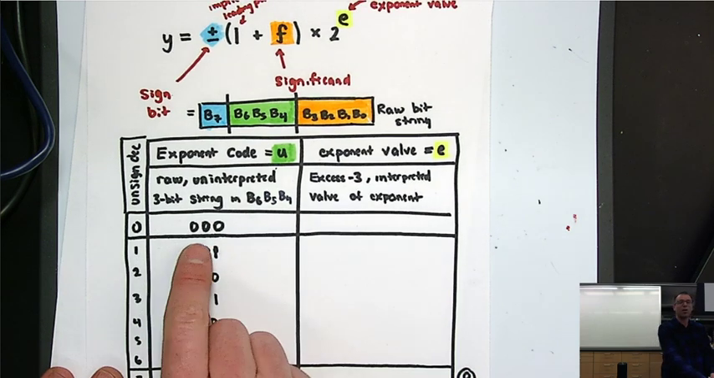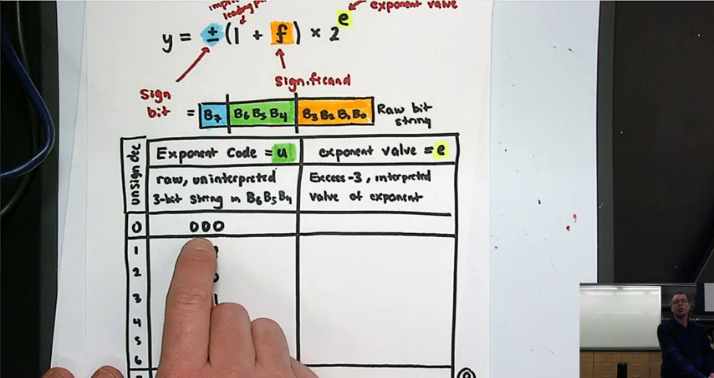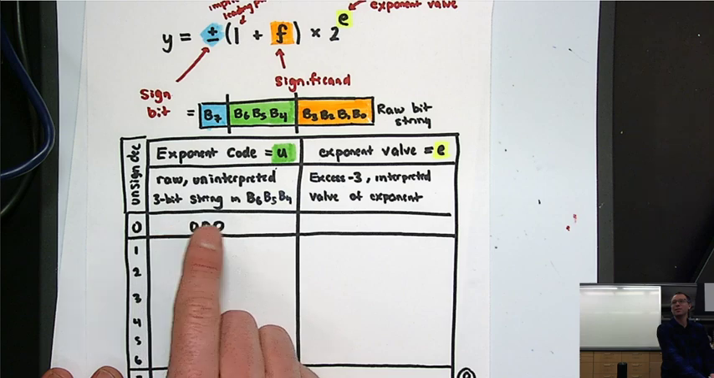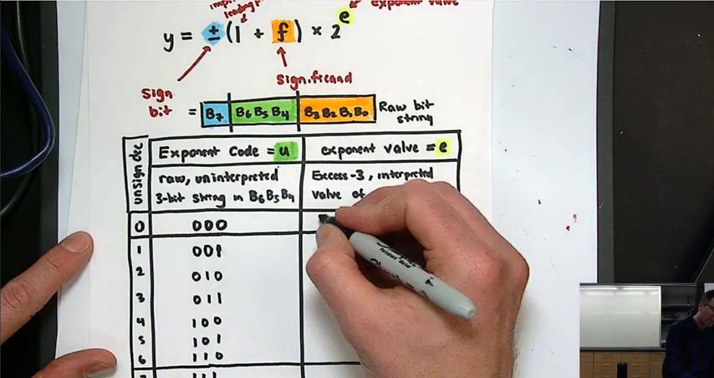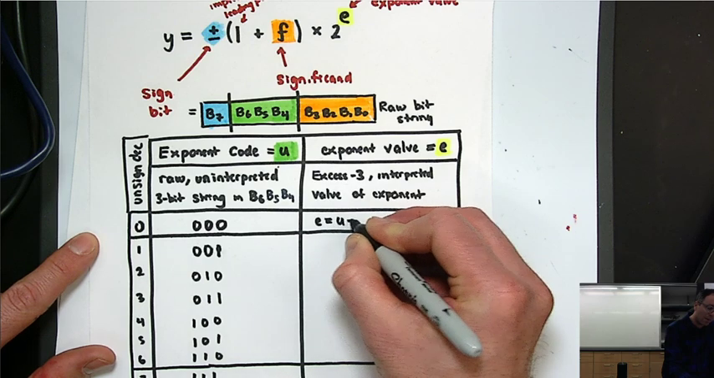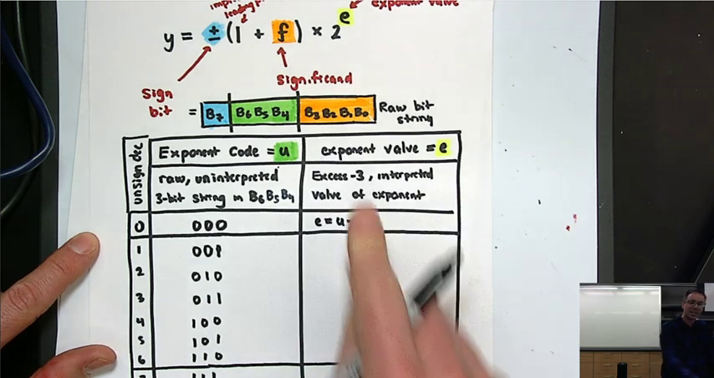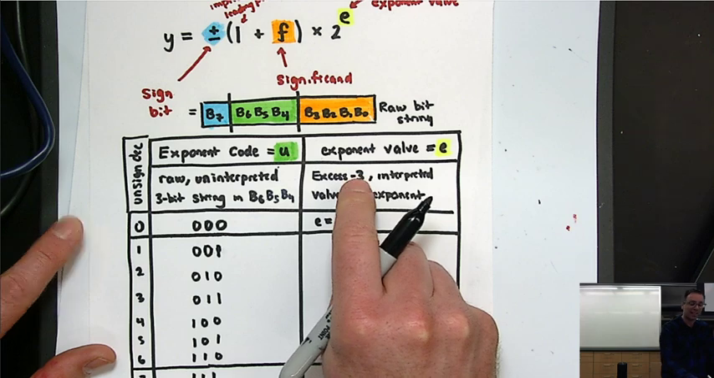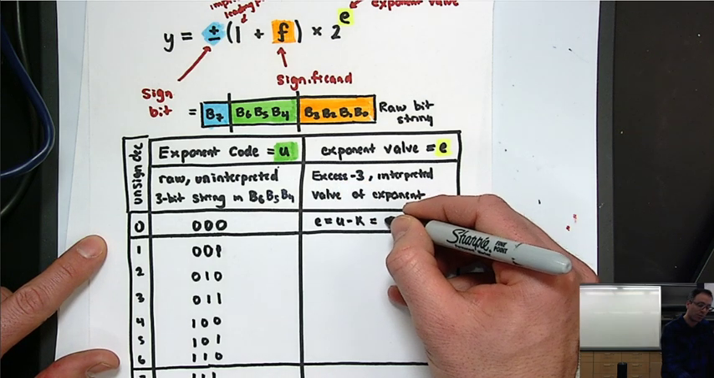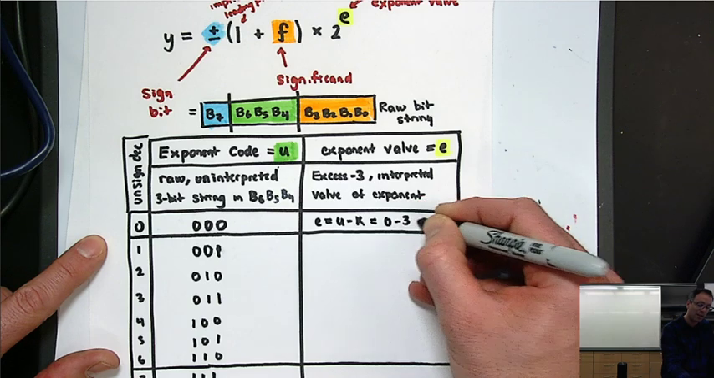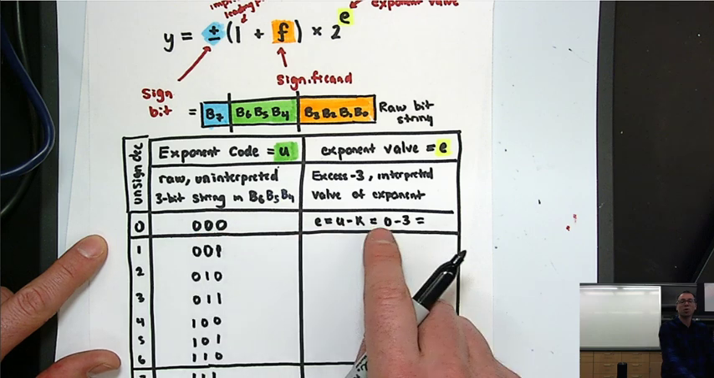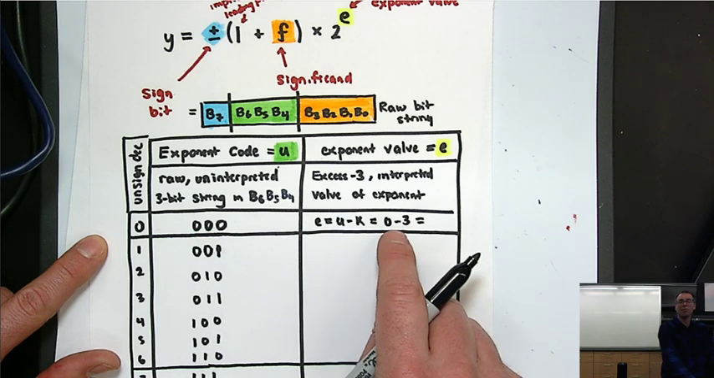Subtract 3. So if I wanted to know what the interpreted value of 0, 0, 0 was, well, that's 0 minus 3. So what we say is that the exponent value is u minus k. In this case, k is 3 because it's excess 3. Where they got this notation, I'm not sure, but this would be 0 minus 3. So if I have the bit string 0, 0, 0, what is the corresponding exponent value stored there?